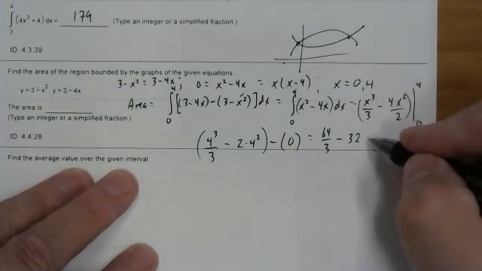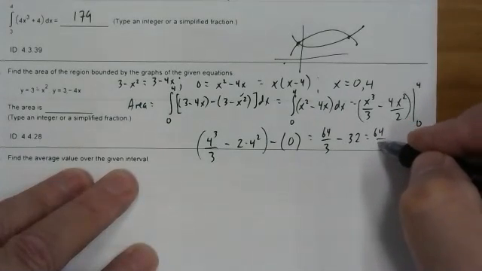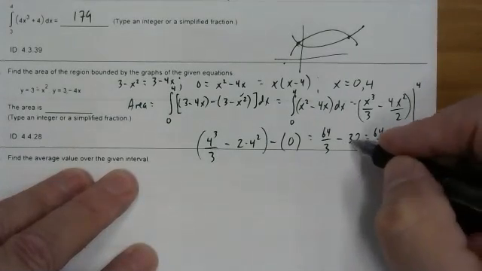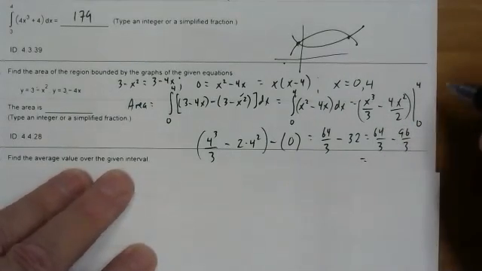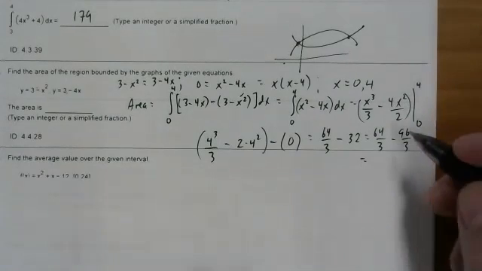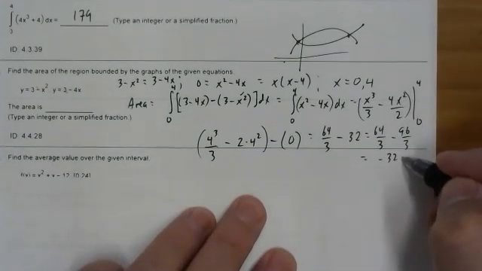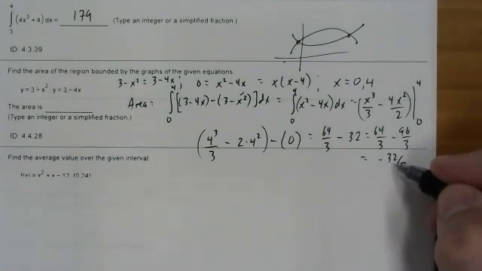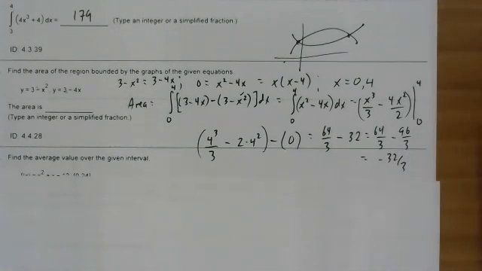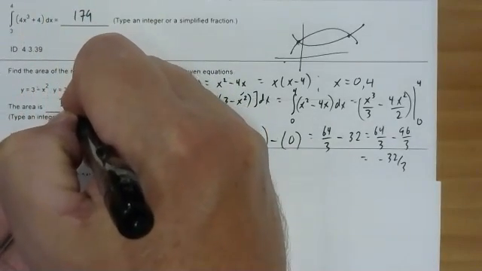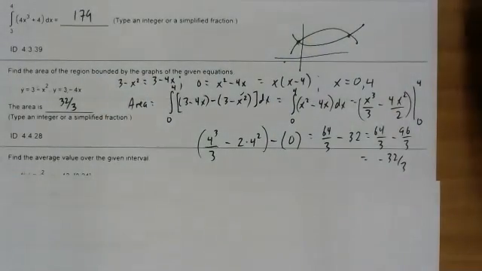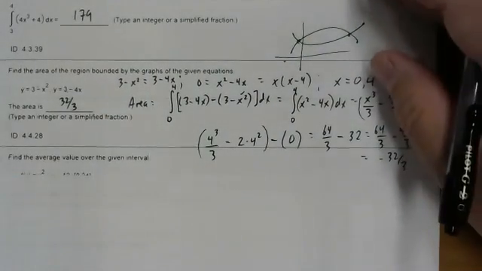I get a common denominator: 64 over 3 minus 96 over 3. I think it's going to be minus 32 over 3, which I know I can't have a negative area. So hopefully, if I didn't mess up, it's just going to be 32 over 3. All right.